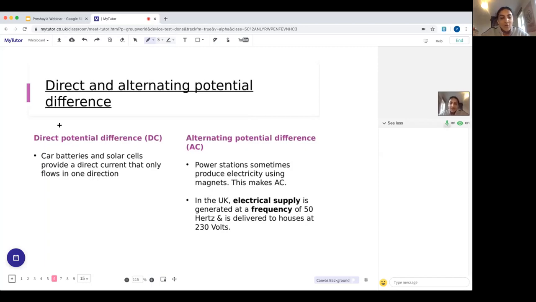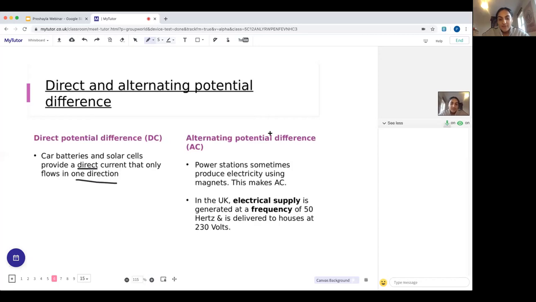Okay, now we talked about where we might find DC. Well, DC is found in car batteries, solar cells, cells that we find in our circuit, batteries that we put in our circuits, power packs, the batteries that you use at school, the batteries in a remote control, they all use DC. Okay, so direct current only flows in one direction. That was the definition of it.